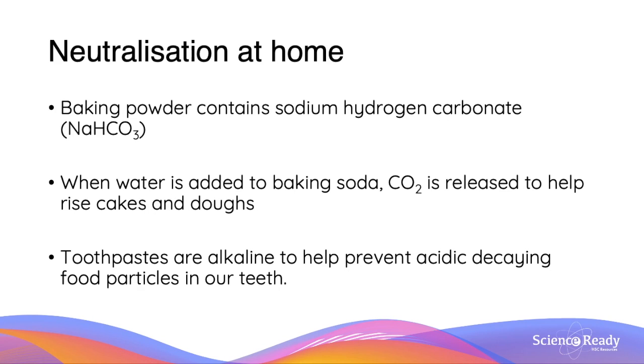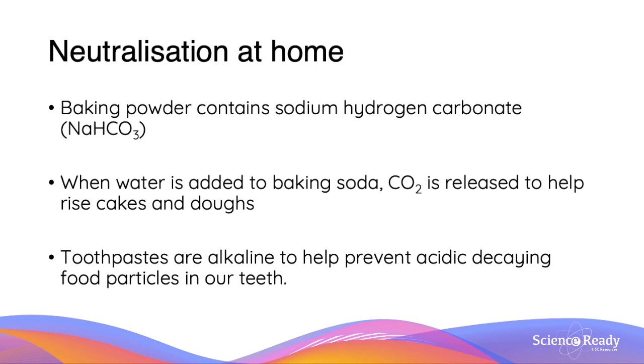So we can talk about neutralization at home, and an example of this is baking powder, and that actually contains sodium hydrogen carbonate, NaHCO3. That's also what we call bicarbonate of soda if you didn't recognize that. And this sodium hydrogen carbonate is a weak acid. So when we add water to the mixture of baking soda, we know that there's a chemical reaction between the weak acid and the hydrogen carbonate to produce carbon dioxide, which causes the cake to rise. And as we talked about before in the previous lesson, if we react carbonate, CO3, with an acid, it will release CO2.